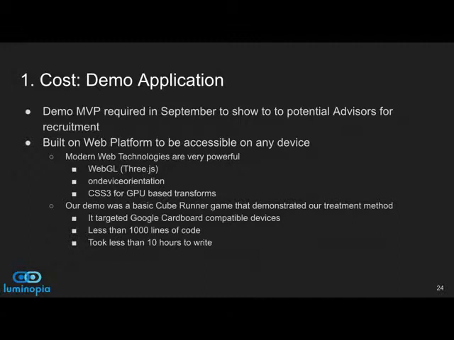So our demo was a basic cube runner game, which I'll show a screenshot of in the next slide. And it was very simple. It was just cube runner. And the main goal was to demonstrate our treatment method and do so in a Google Cardboard setup. So we had support for the players to move their head around, to move through the cubes, and we had our treatment being applied live to the game. So it ran on all Google Cardboard devices, and thanks to the nice state of the web platform currently, we were able to do it in less than 1,000 lines of code, and it took pretty much less than 10 hours to write the entire thing.